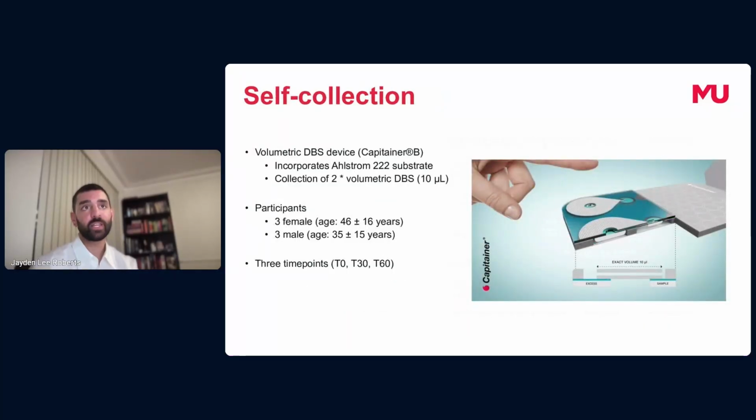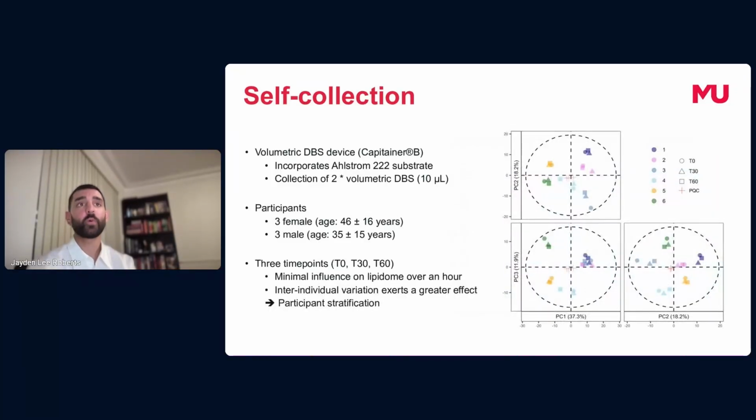In terms of self-collection, now that we had some promising stability data, we wanted to see if this could successfully be translated to participant self-collection. We performed a mini trial on 6 participants using 3 time points across 1 hour, using the Capillary card, which embeds the Ahlstrom substrate. Based on the data from this trial, we noticed minimal influence on the lipidome over an hour, and that inter-individual differences exerted a greater effect, which is seen nicely in the participant stratification across principal components 1 to 3 in the figure on the slide.